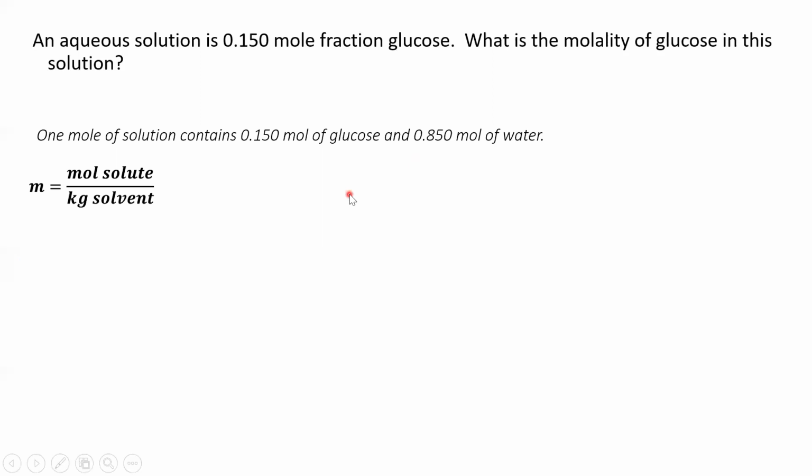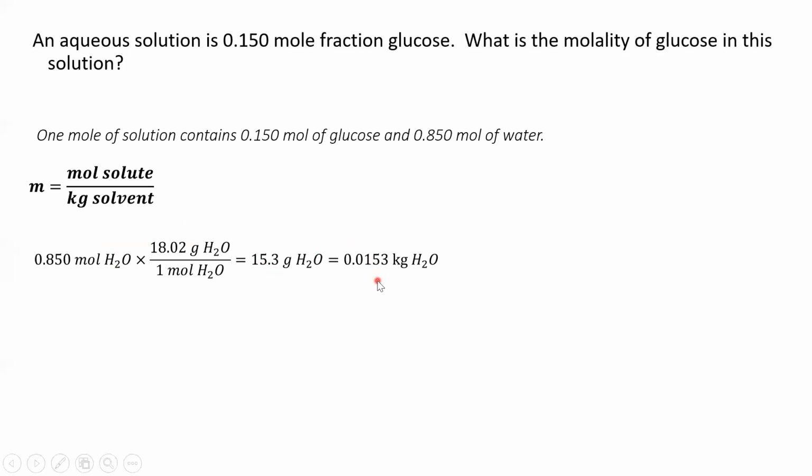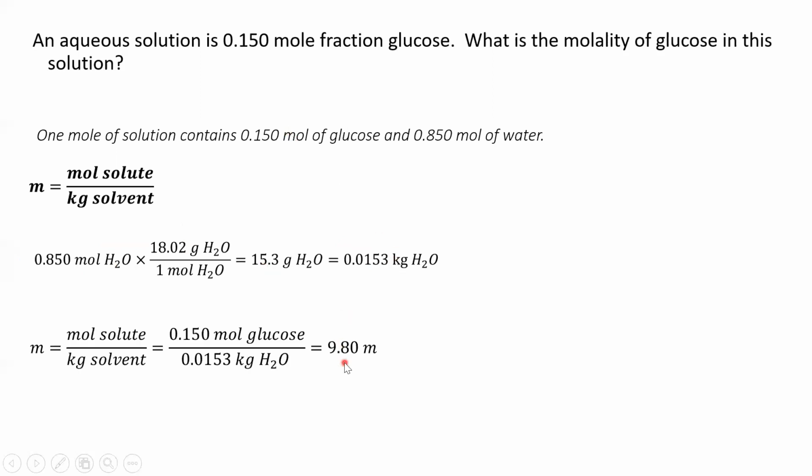All right, so let's see how we did. So first, let's take that 0.850, go from moles to grams. So we've got 15.3 grams of water. You don't necessarily have to show your work. There's 1,000 grams per kilogram. So we've got 0.0153 kilograms of water. Okay, we know the moles, we know the kilograms, we can calculate the molality.